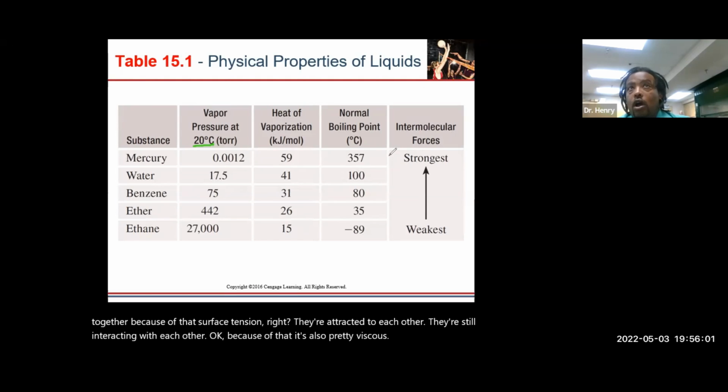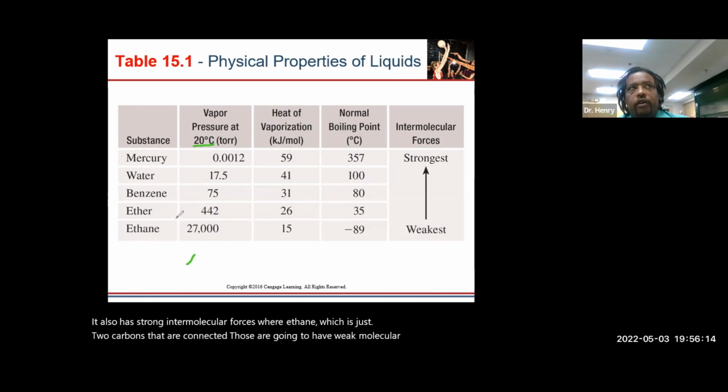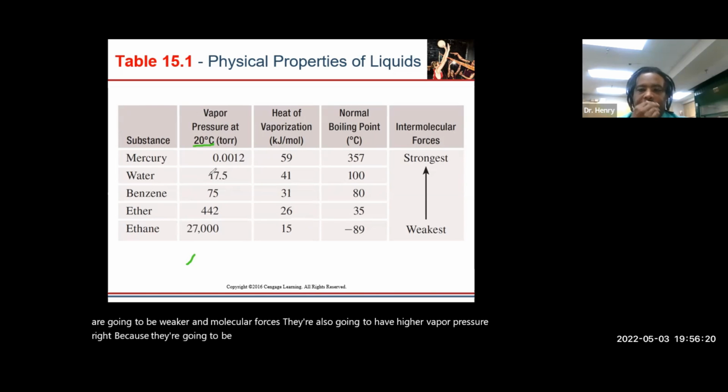Because of that, it's also pretty viscous. It also has strong intermolecular forces, whereas ethane, which is just two carbons connected, is going to have weak intermolecular forces. They're also going to have higher vapor pressure, right? Because they're going to be easily ripped apart compared to the mercury, which is going to have those interactions.